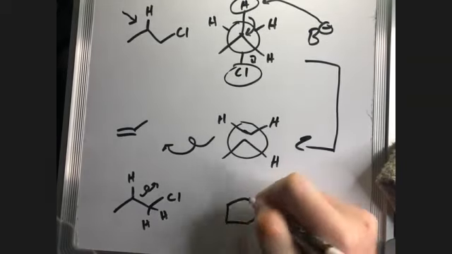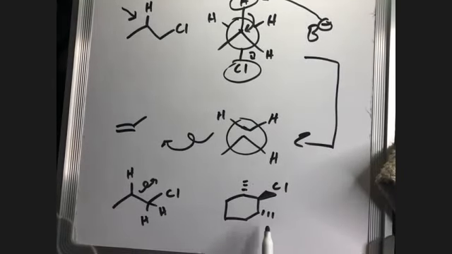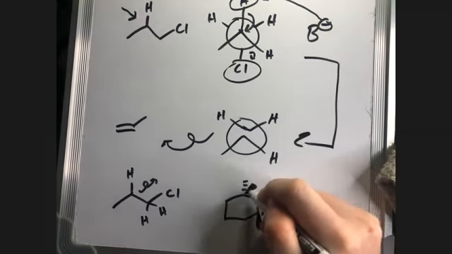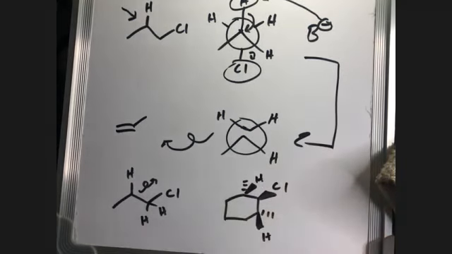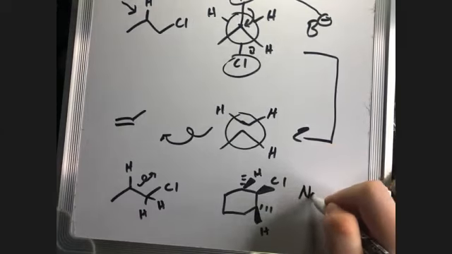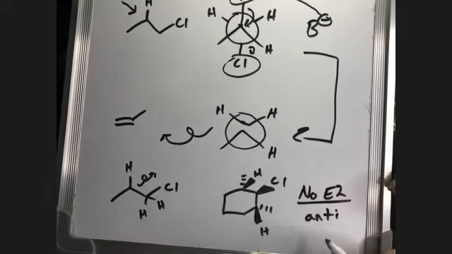Say you have this, right? So now in order for it to be anti, you would need a trans hydrogen. So you would need a dashed hydrogen that's beta to the chlorine. In this case, we don't have that because our hydrogens are wedged, and we have these methyl groups that are blocking the dash position. So no E2 is possible here because we have no anti-hydrogen.